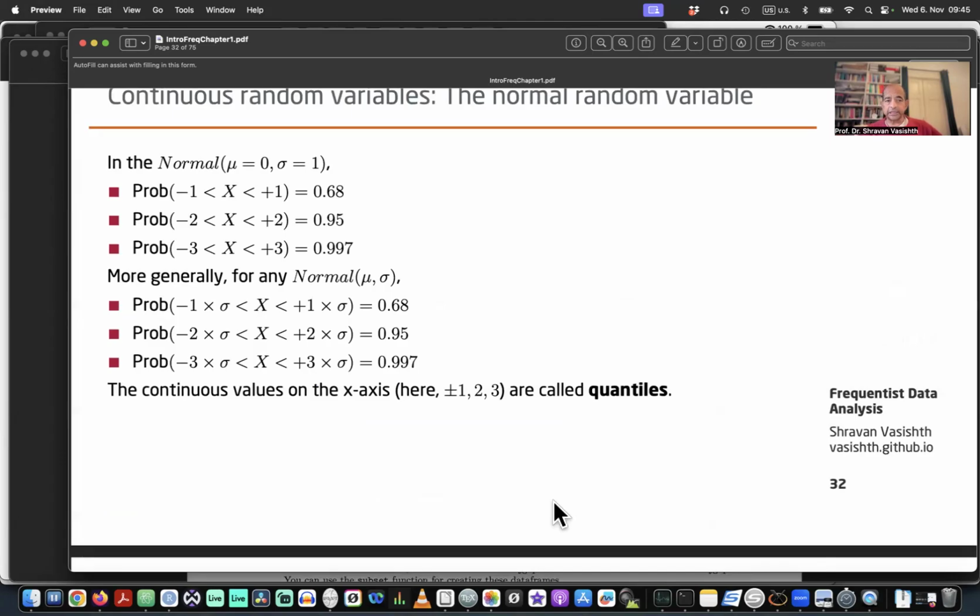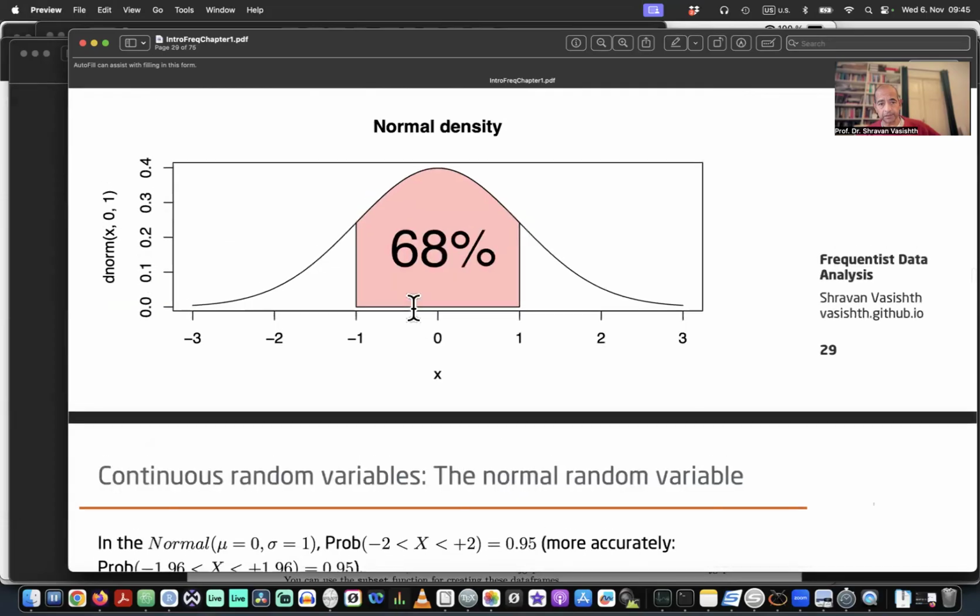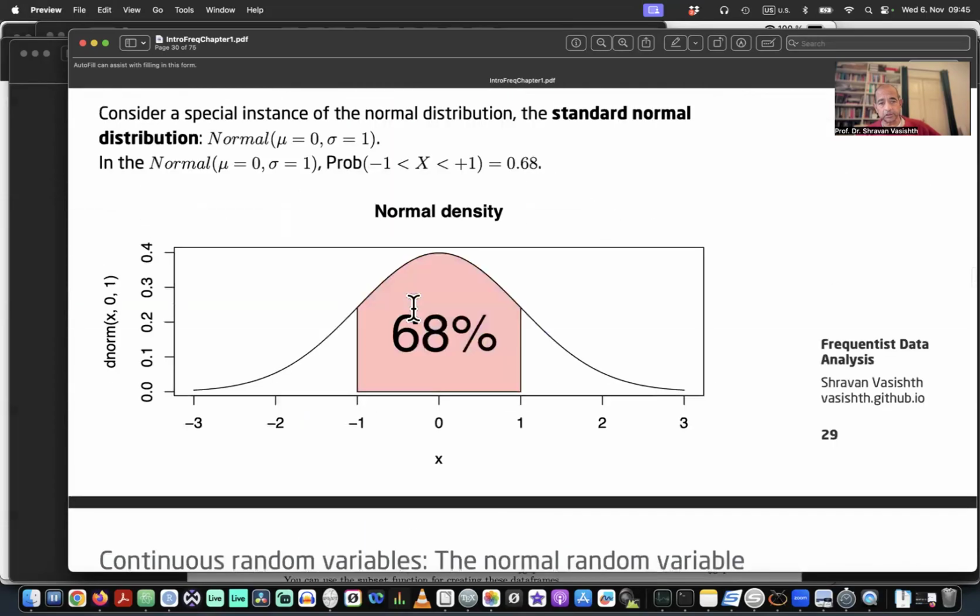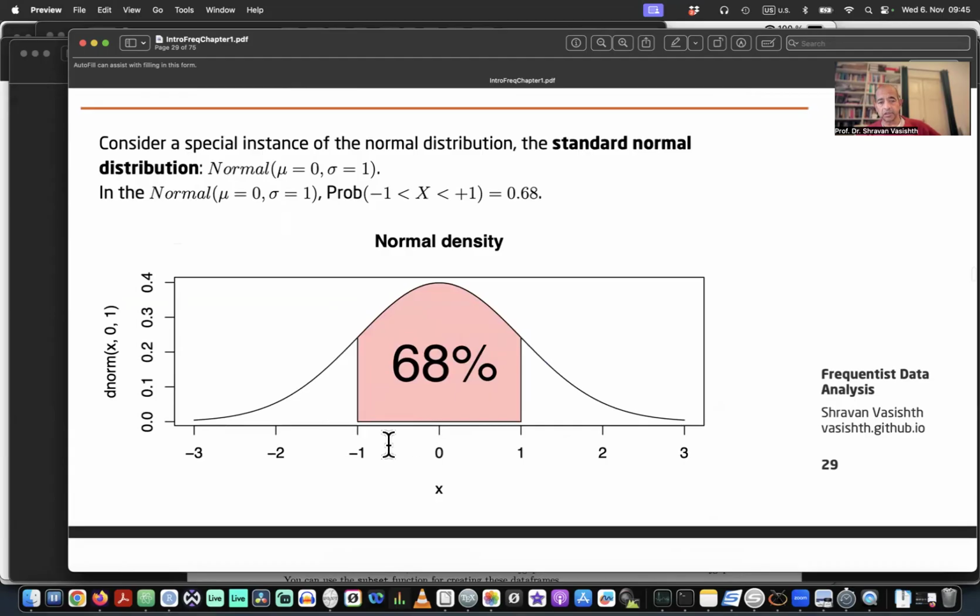Now, more generally, right? So right now I was talking about the standard normal distribution, but this generalizes to every normal distribution that we can imagine. So for any possible value of mu and sigma, what will be true is that the probability of observing a value within plus or minus one times the standard deviation will be 68%. So here standard deviation is 1. Therefore, I'm talking about +1, -1.